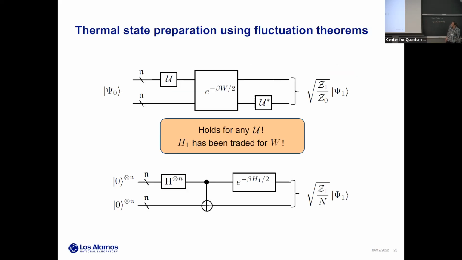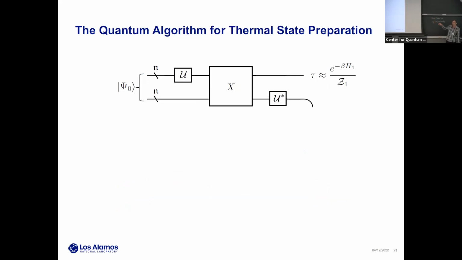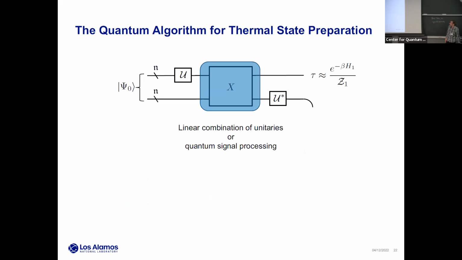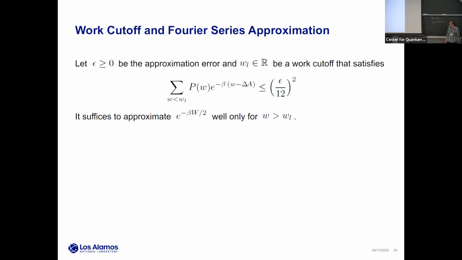Okay, but we won't actually exactly implement this exponential operator. Instead, we are going to approximate it with this operator we call X. And again, as in Nathan's talk, X will be implemented not directly, but through either a method of linear combination of unitaries or quantum signal processing. And because this will only be implemented probabilistically, it's not unitary, we will also do many rounds of amplitude amplification. So this is the algorithm in a picture form.